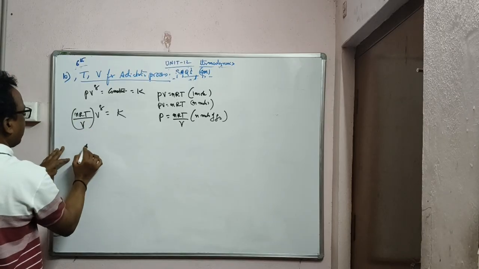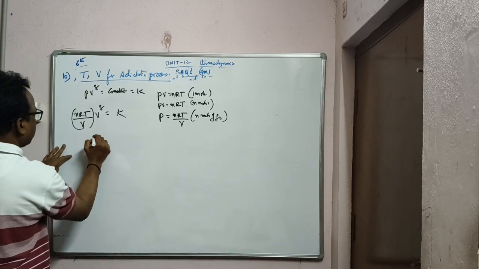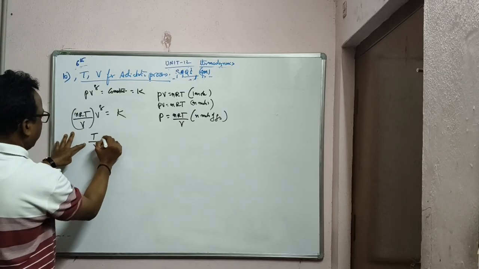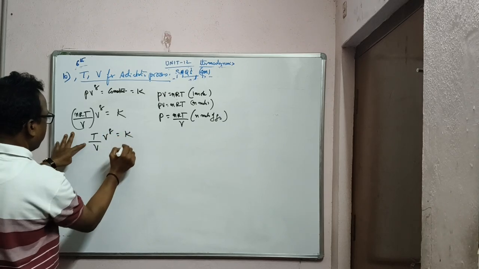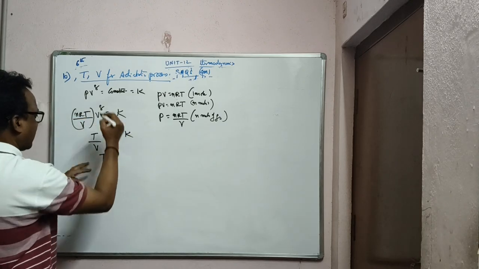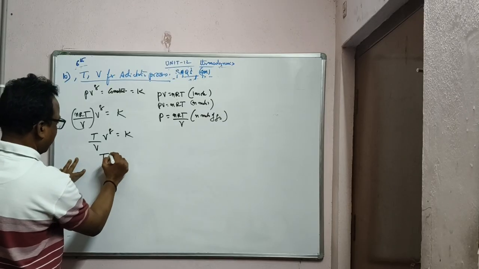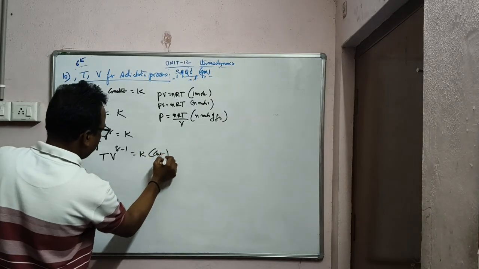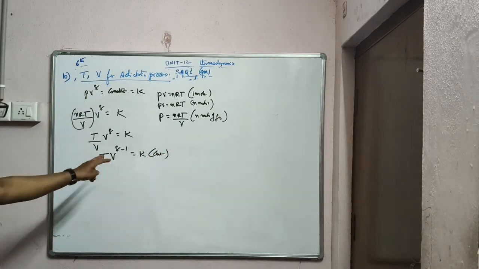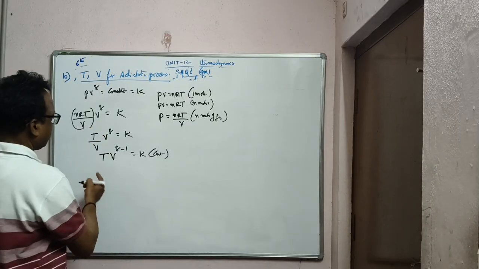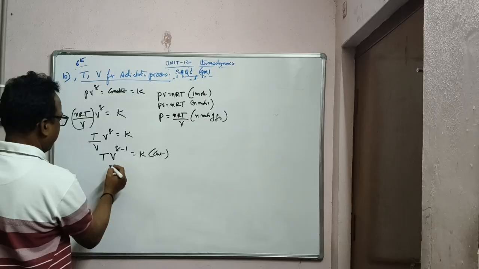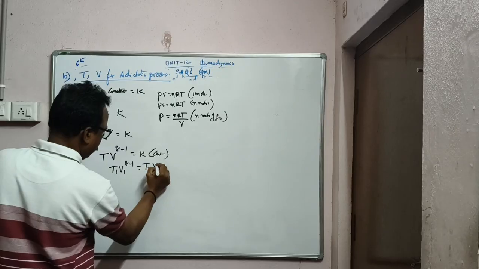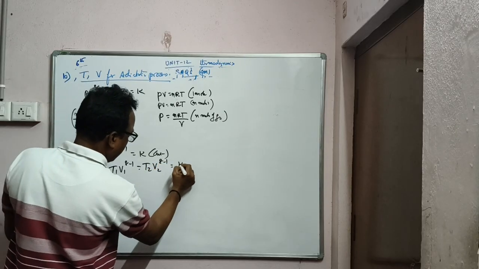n is a constant, R is constant, so remove them. So T by V into V to the power of gamma is equal to constant again. V goes up, so V power gamma minus 1 is equal to constant. So this is the relation between temperature and volume. Therefore T1 V1 power gamma minus 1 is equal to T2 V2 power gamma minus 1 is equal to constant.